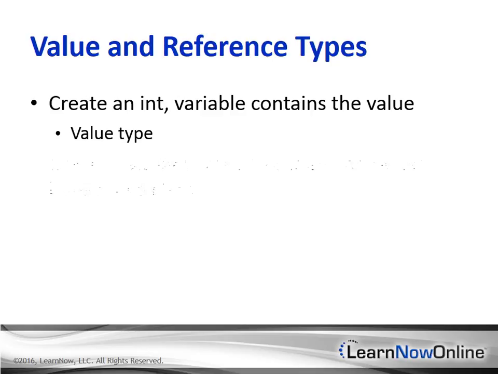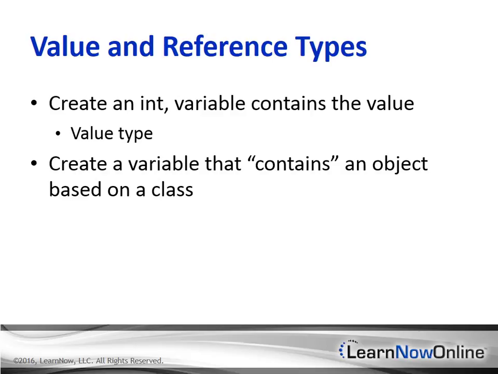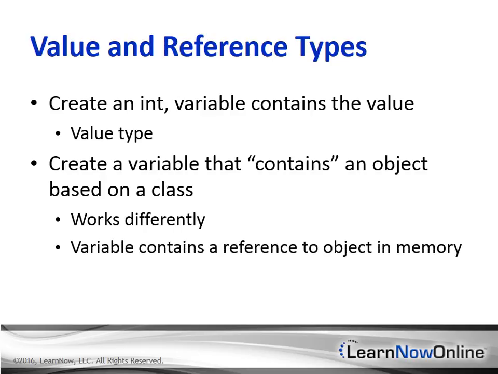On the other hand, when you create a variable of a type that is a class, things work differently. Instead of containing the instance of the class, that is, the object that was created from the class's template, the variable contains a reference to the object. So these types are called reference types because variables don't contain objects of these types, they refer to them.